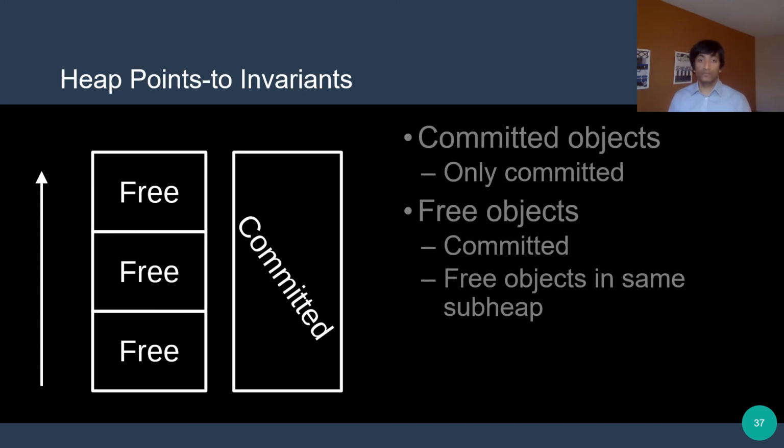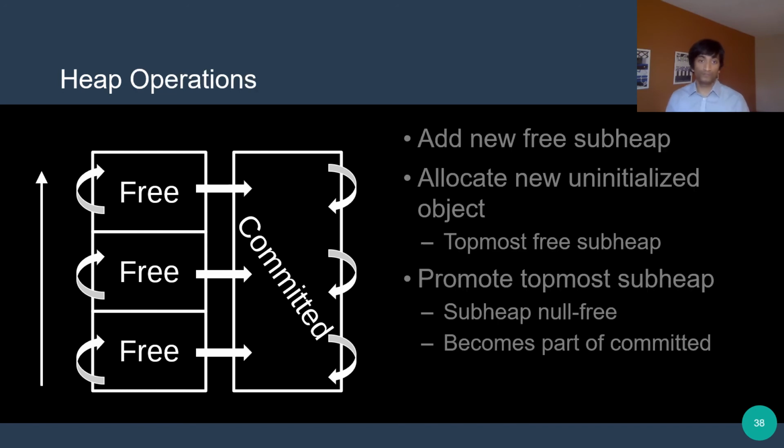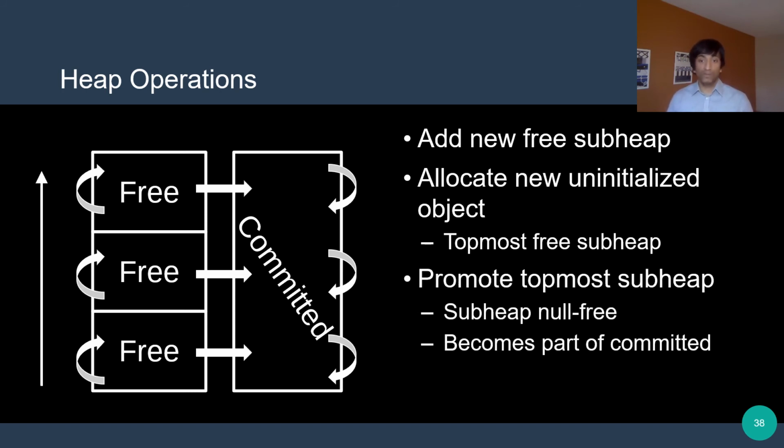In the split heap, we have the following points-to invariance. Objects in the committed subheap can only point to other committed objects. For objects in free subheaps, they can point to either committed objects or to objects in the same free subheap. We allow the following heap operations. We can add a new free subheap, or we can allocate new uninitialized objects on the topmost free subheap. Once the topmost free subheap becomes null free, we can promote it to become part of the committed heap.